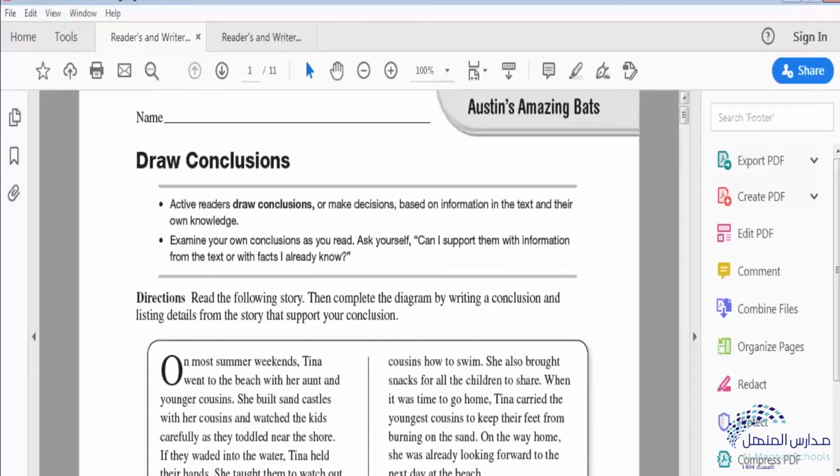Tina showed the older cousins how to swim. Then she also bought them snacks to share. And when it was time to go home, Tina was very kind. She carried her youngest cousins to keep their feet off the burning sun, because since it is summer, the sun is usually hot and the sand is very hot.